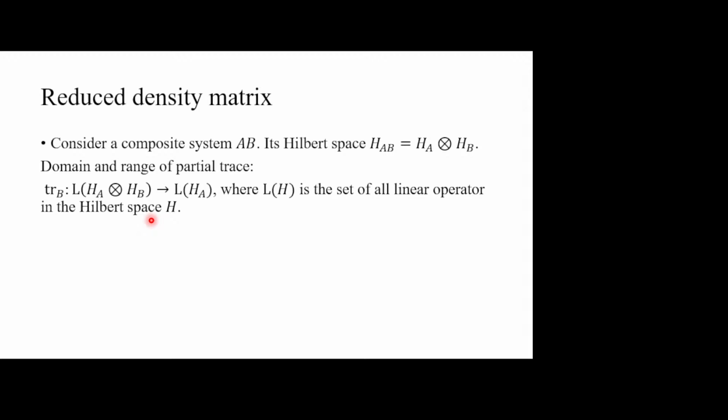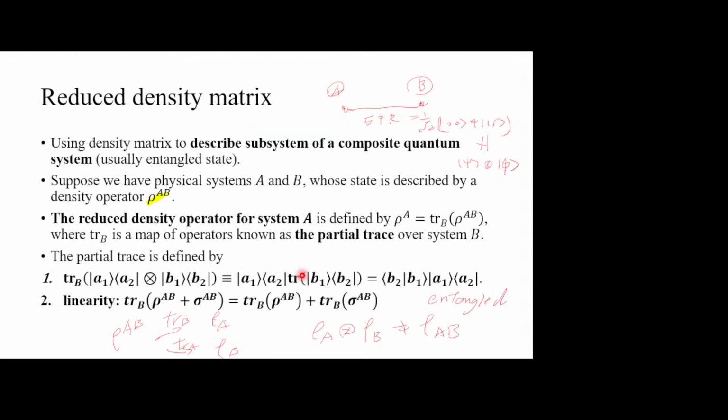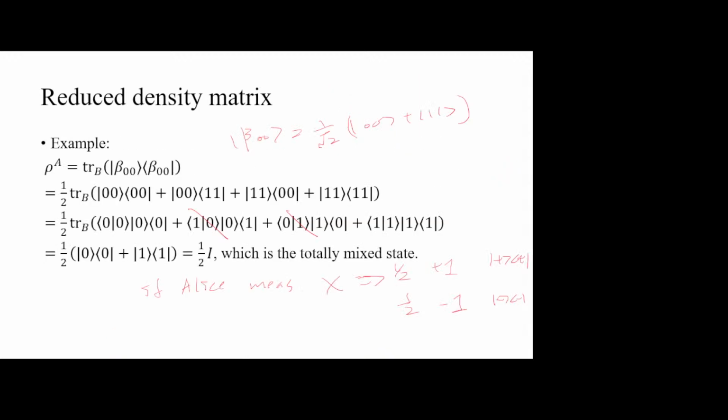As we said, partial trace maps the density matrix on H_A tensor H_B to a density matrix on H_A, because the B part gets traced out. And we see an example. If you do a partial trace on this beta 00, this EPR pair state, then we get a totally mixed state as the reduced matrix on A. And then here is an example of what we said here: rho A tensor rho B is now equal to rho AB.